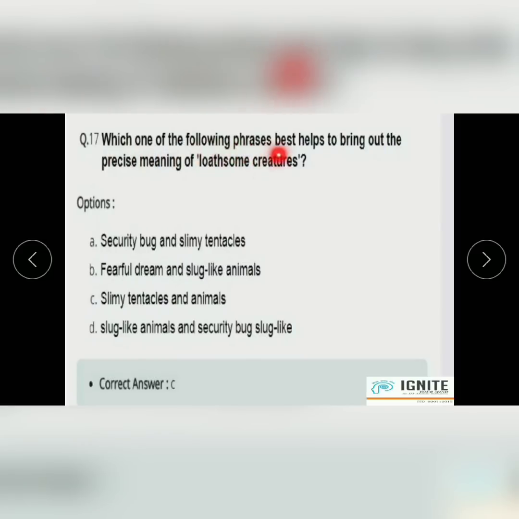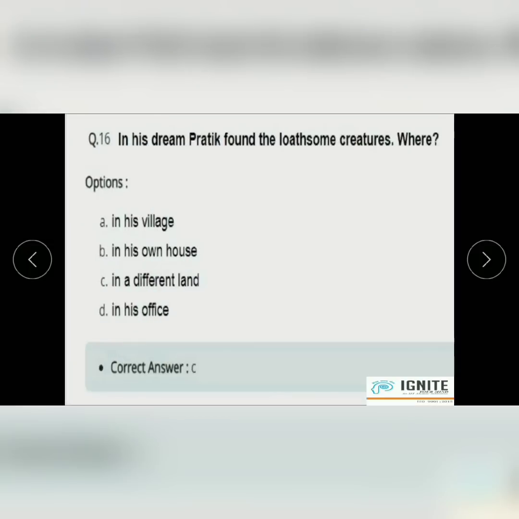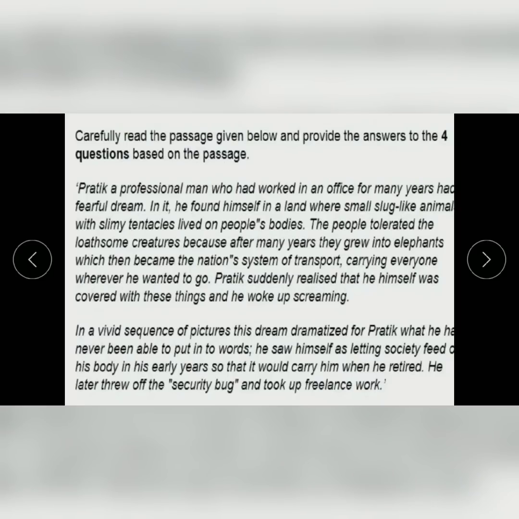Which of the following phrases best helps to bring out the precise meaning of loathsome creatures? Options are: security bug and slimy tentacles, fearful dreams of slug-like animals, slimy tentacles and animals, slug-like animals and security bug. Okay, from this passage, it is clear that in it he found himself in a land where small slug-like animals with slimy tentacles lived on people's bodies.